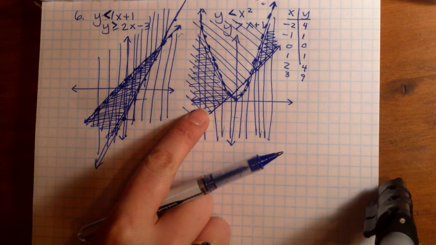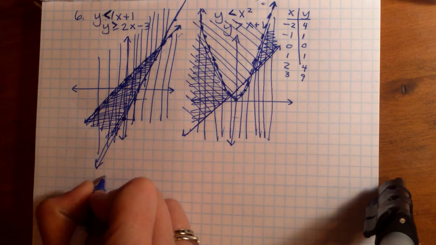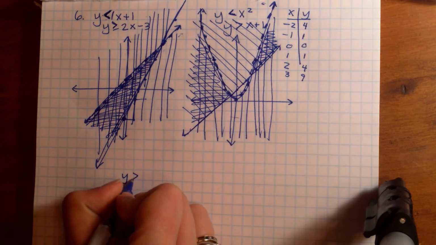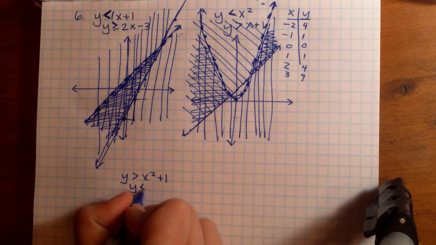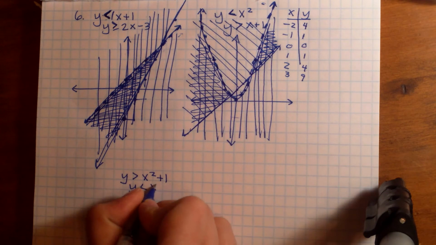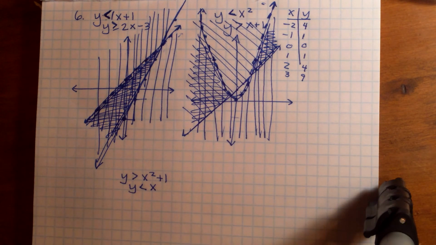Okay, so we're pretty comfortable with this. I want you to try one more. Y is greater than x squared plus 1, and then y is less than x. Let's just do that. That's really simple.